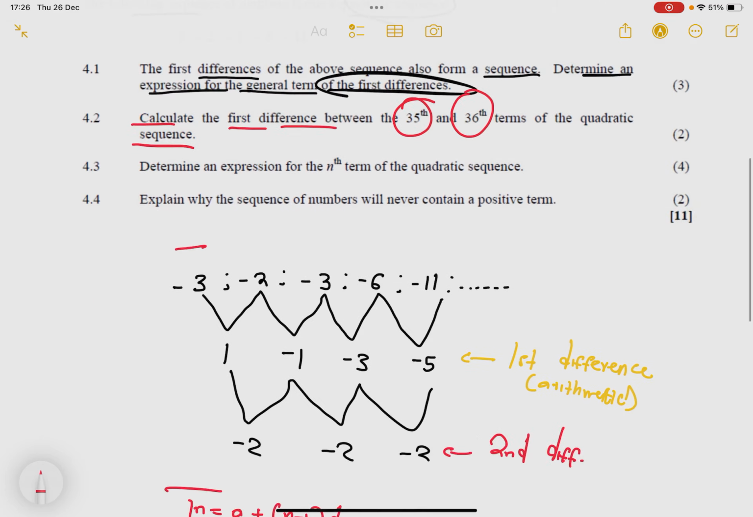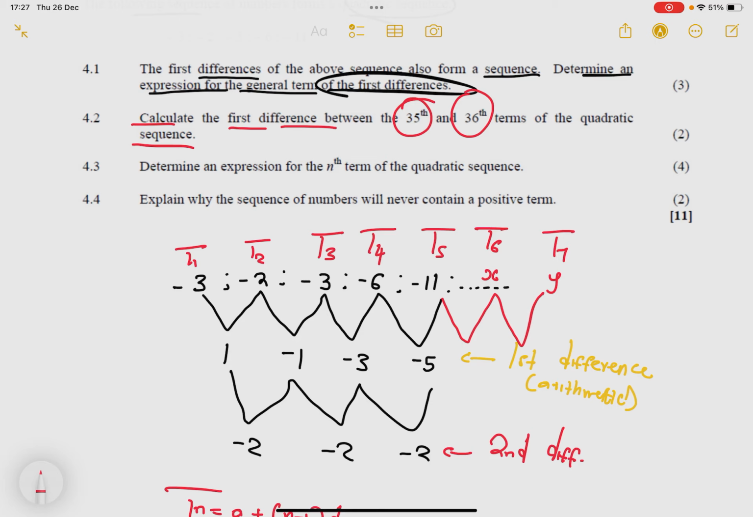This is T number 1. This is T number 2, this is T number 3, this is T number 4, and this is T number 5. What do we realize? In fact, let's just add the next terms. I'm just going to call this one X and Y, and then this is going to be T number 6, and this is going to be T number 7, right?